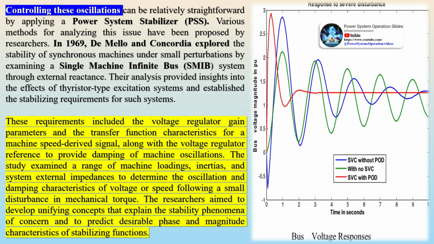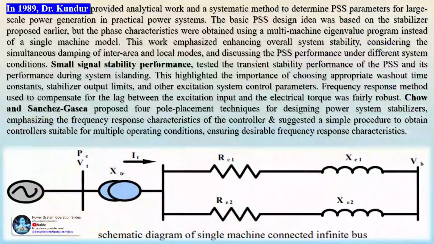The basic function of the PSS is to apply a signal to the excitation system, producing electrical torques to the rotor in phase with speed differences that damp out power oscillations. Below is presented the block diagram of an excitation system with PSS. Introducing the PSS in the excitation system is expected to produce an electric torque component to counteract the mechanical dynamics. Controlling these oscillations can be relatively straightforward by applying a power system stabilizer, PSS. Various methods for analyzing this issue have been proposed by researchers.